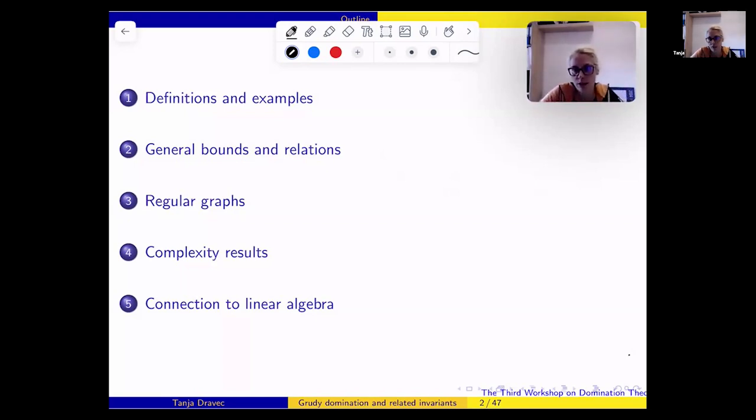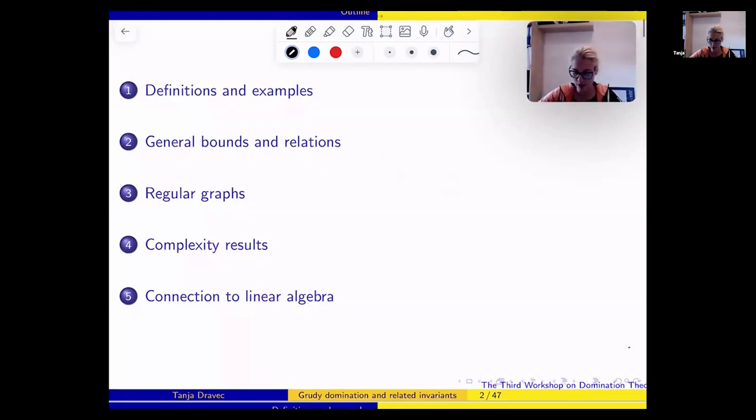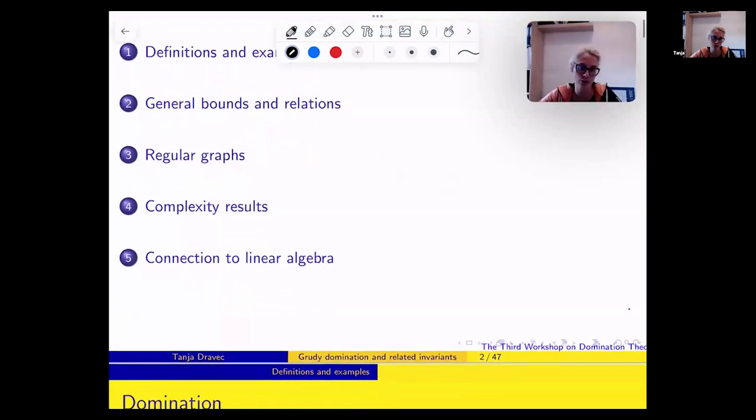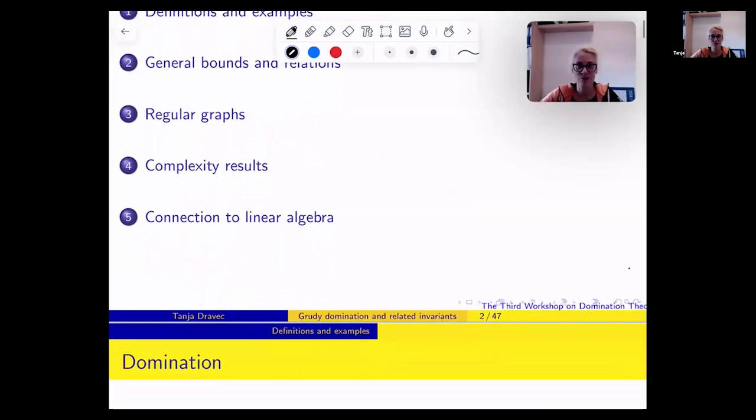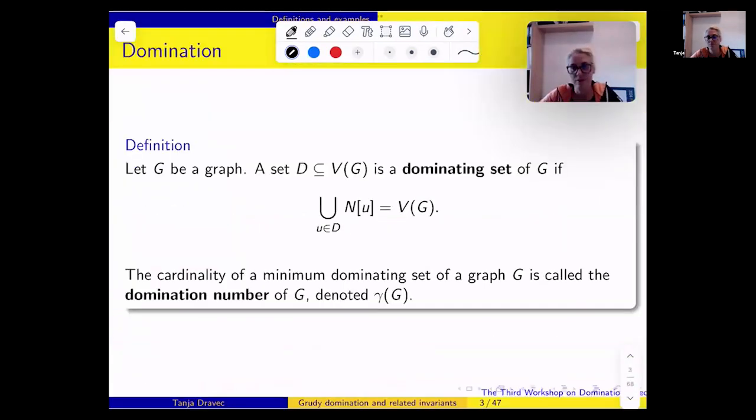relations between these invariants. Then some results about the Grundy invariants in regular graphs, complexity results, and at the end I will say a few words about the connection to linear algebra, and if I have time, I will also present one very easy algebraic proof of some of our results.